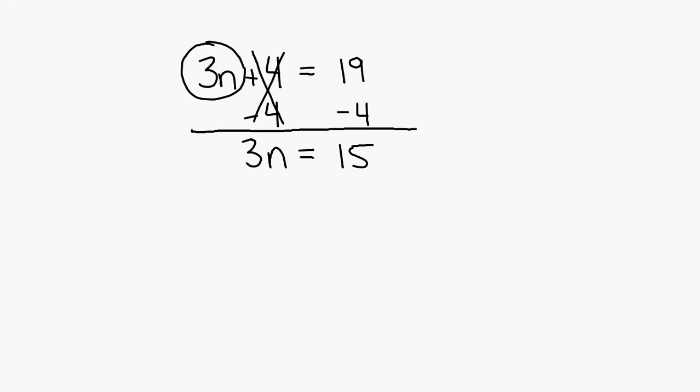Now the variable is being multiplied by 3, and the opposite of multiplication is division. So you're going to divide both sides by 3. The 3's on the left will cancel each other out, and n would be equal to 5.